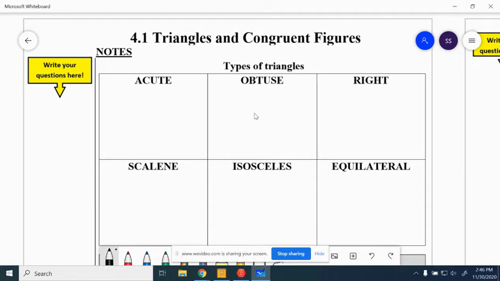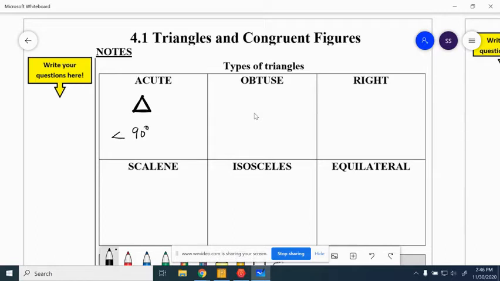Okay, this is Geometry 4.1 Triangles and Congruent Figures. Let's go ahead and start with a review of the types of triangles. The first one here is acute. Here's an acute triangle. The acute triangle has all angles less than 90 degrees.